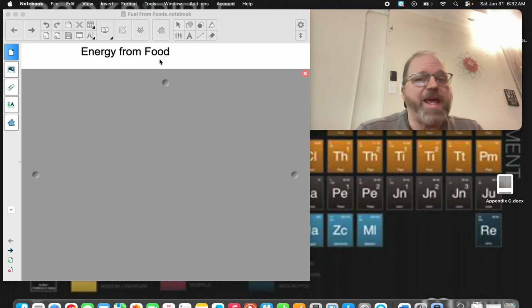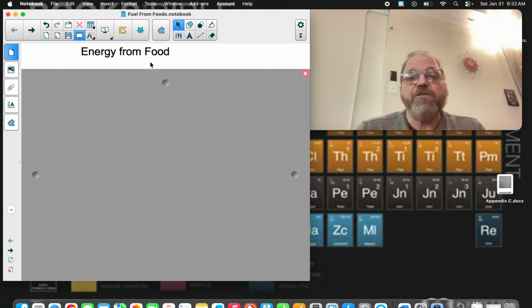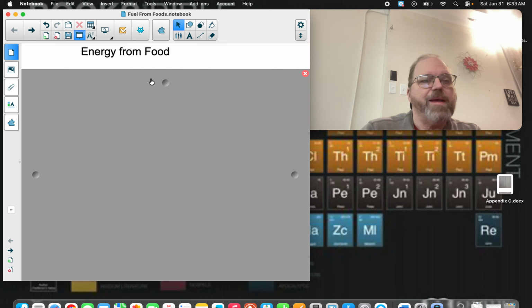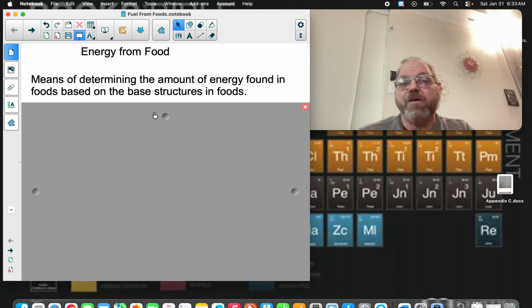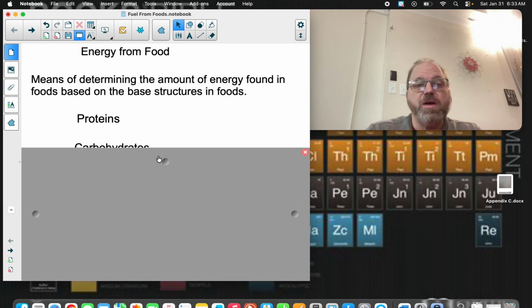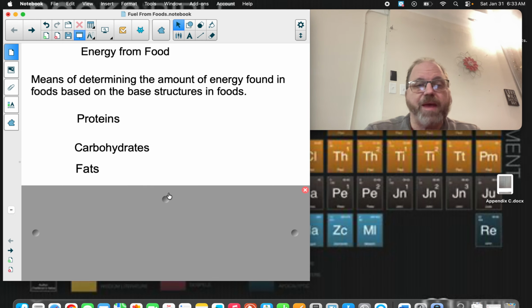We're going to look today at energy from food. So we looked at energy, capacity, reactions. Now we're going to look at the biological process of taking the energy from food, the different parts, and see how we get that energy from it. All right, now this means determining the amount of energy found in food based on the base structures in food. What are those base structures? We're talking proteins, carbohydrates, and fats.